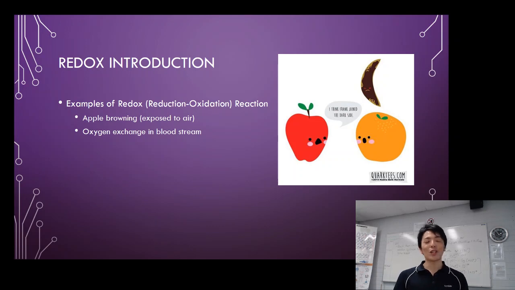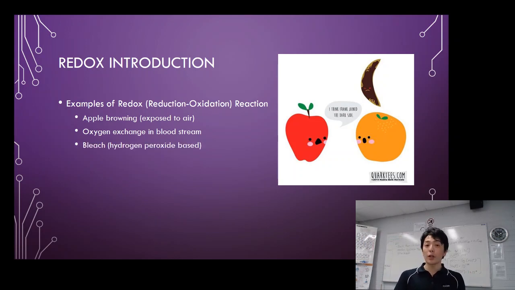Oxygen exchange in the bloodstream. Now, hemoglobin has iron, Fe, at the center, and that changes its oxidation state from Fe2+ to Fe3+ to accept oxygen, and then releases that oxygen at the end of your fingertip or wherever. And when that happens, Fe3+ becomes Fe2+. That's an oxidation, so a redox reaction as well.